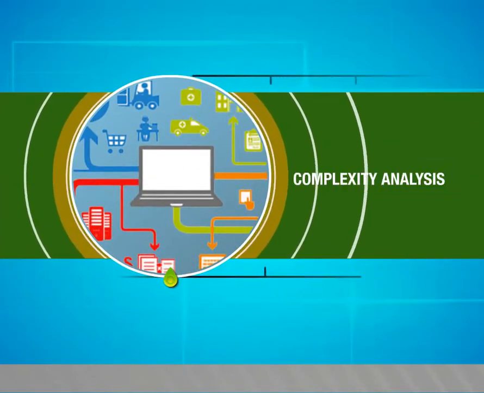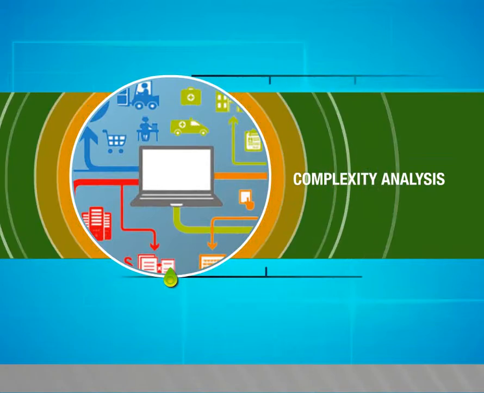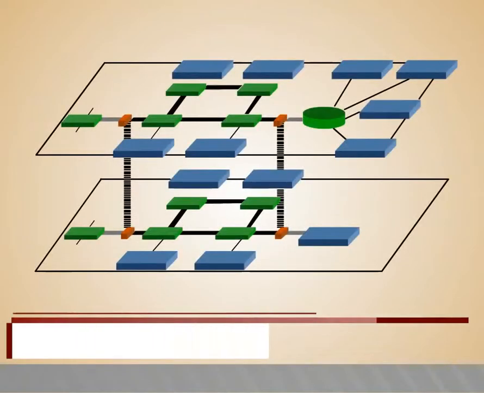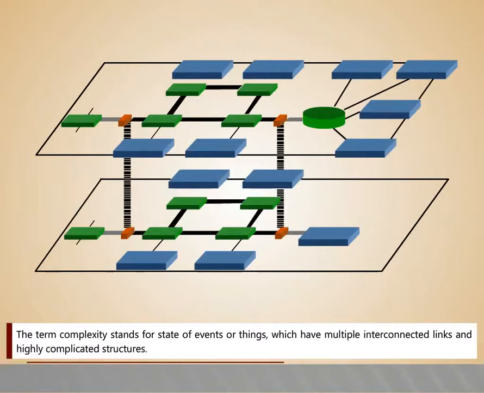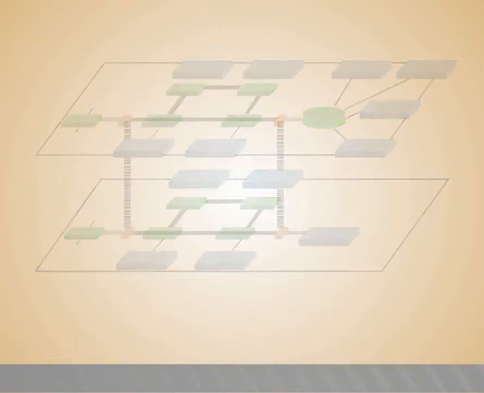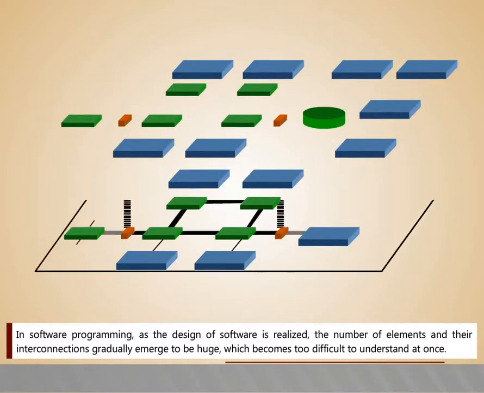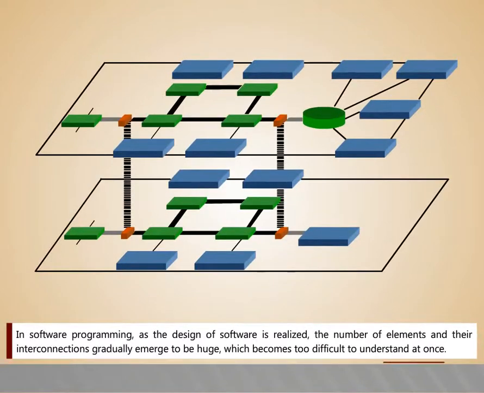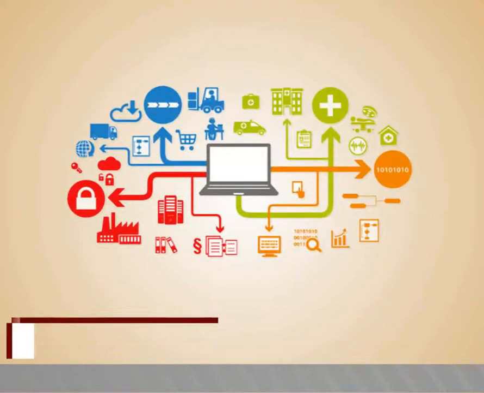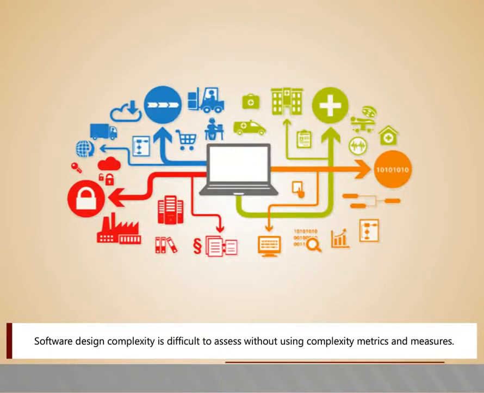Complexity analysis. In this video, we are going to see about complexity analysis. The term complexity stands for state of events or things which have multiple interconnected links and highly complicated structures. In software programming, as the design of software is realized, the number of elements and their interconnections gradually emerge to be huge, which becomes too difficult to understand at once. Software design complexity is difficult to assess without using complexity metrics and measures.